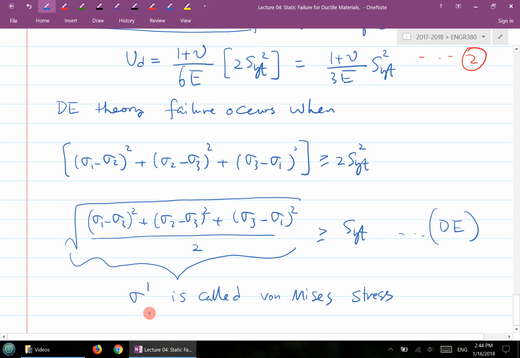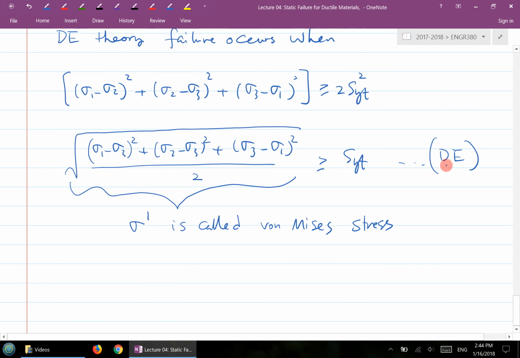And we use sigma prime to call this. So bottom line now, you can see, what's the safety factor calculation? You can calculate safety factor basically by comparing the strength, which is the yield strength here, with the von Mises stress sigma prime. If it is greater than 1, you are safe. If it is less than 1, then it's failure.